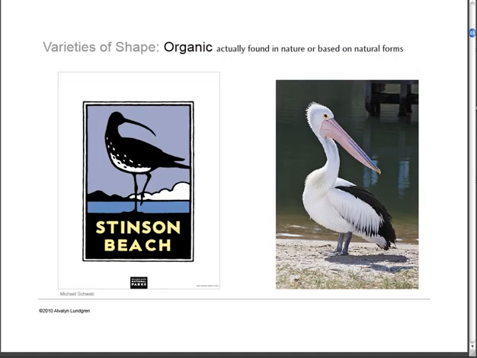Organic shapes are those that you actually find in nature, or that represent to a great degree that which we find in nature. Organic shapes can be stylized, such as in this Schwab poster. They would also be, if you were just looking at this photograph, the pelican himself is all organic, and then the various parts would be organic. So a feather, a leaf, things like that are all organic shapes.